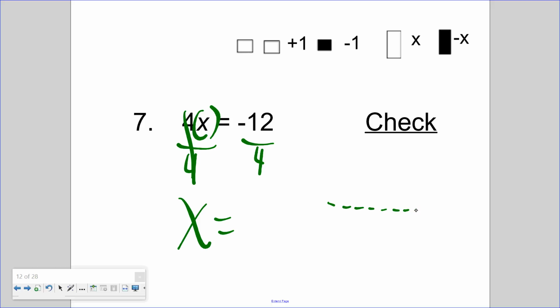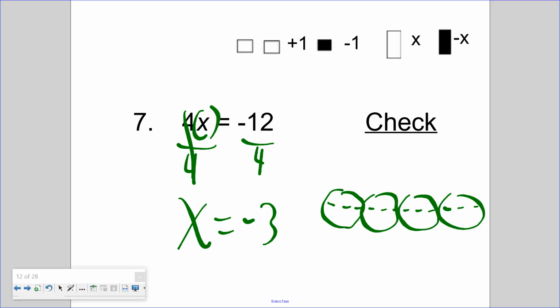X equals, you have 12 negatives, dividing into 4 groups. How many negatives are in each group? -3. Again, let's check our work. I substitute the x with -3. 4 times 3 is 12. Opposite, -12. Check mark.